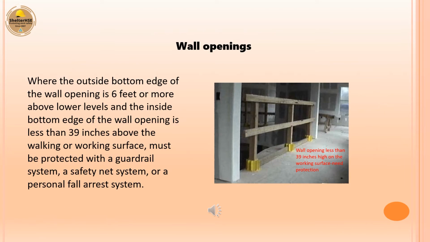Where the outside bottom edge of the wall opening is 6 feet or more above lower levels and the inside bottom edge of the wall opening is less than 39 inches above the walking or working surface, it must be protected with a guardrail system, a safety net system, or a personal fall arrest system.